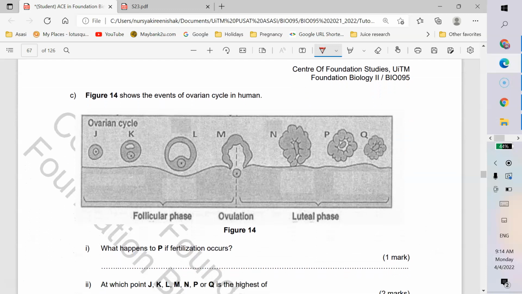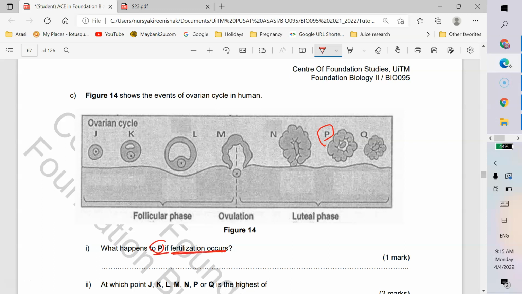Aisyah, Sophia. C1, what happens to P if fertilization occurs? My answer is P will continue to grow and secrete progesterone and estrogen. P adalah apa? Corpus luteum. Corpus luteum, okay. Corpus luteum continues, okay. So soalan ni what happened to corpus luteum if fertilization occurs?